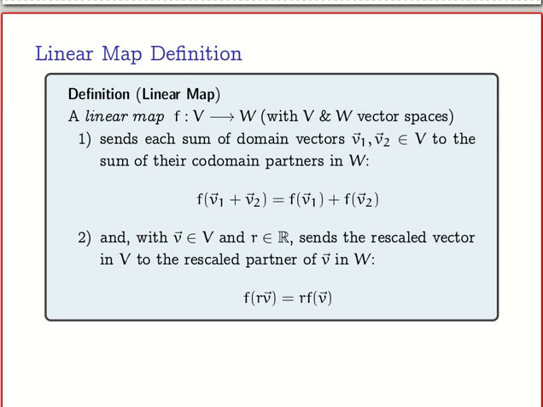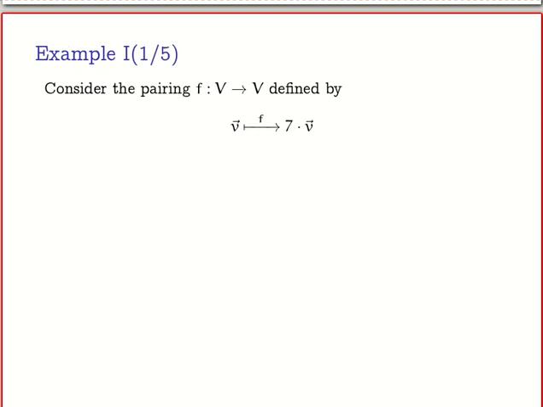Well, let's see how that works out in an example. So this is going to be a linear map for V being any vector space, except that we're having F be a map from V to V, so the codomain is equal to the domain. The pairing is v is paired with 7 times v. Okay, so the first question is, is it a map?